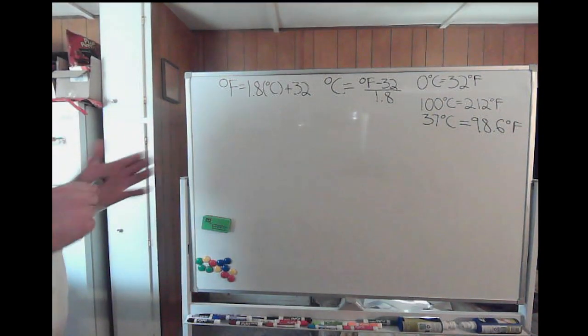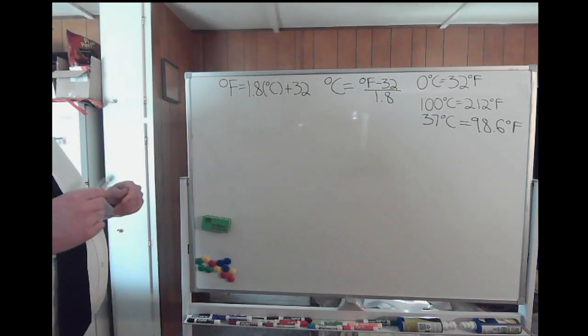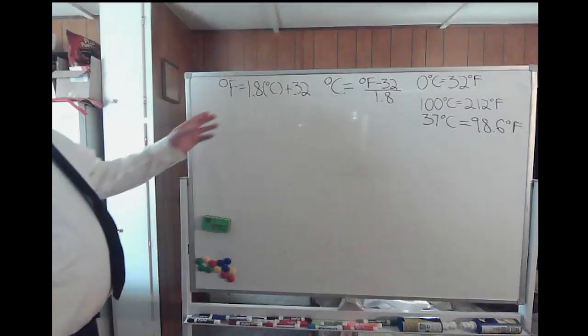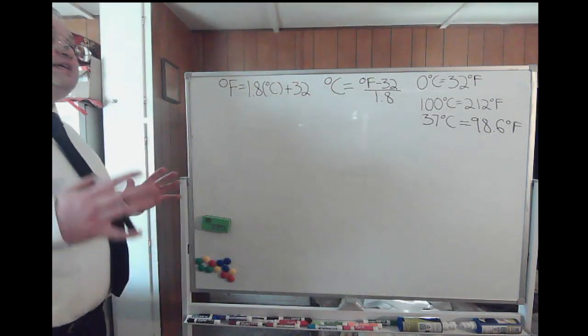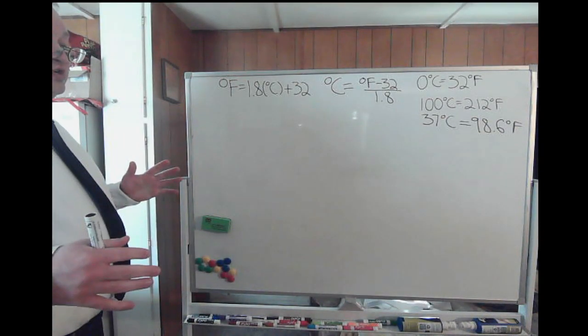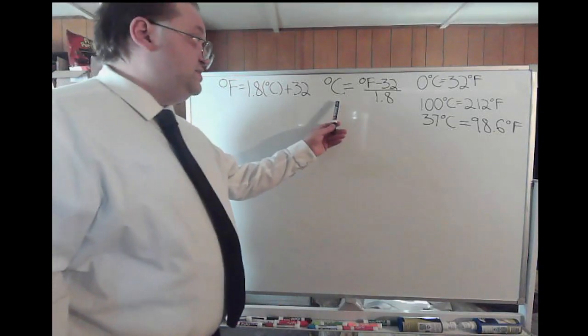Welcome in, everybody. Today we are going to be talking about units of temperature. We're going to be converting between Fahrenheit and Celsius. Of course, if you live in the United States, you know that we use Fahrenheit. Fahrenheit is based on how it feels on the skin for temperature. But if you live in Canada or live in other countries, they use degrees Celsius.